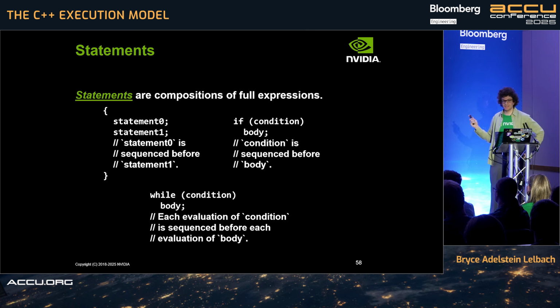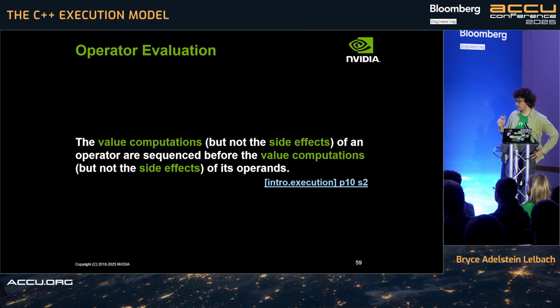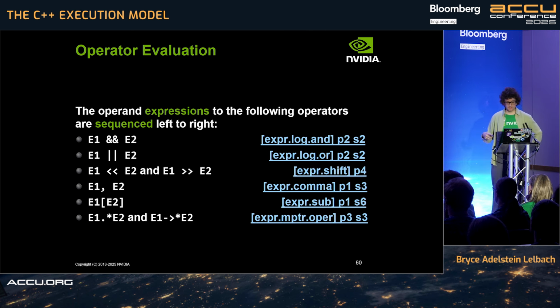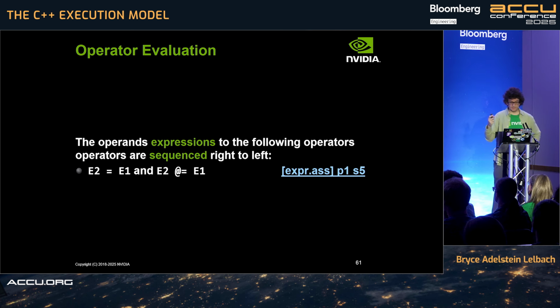So next, let's look at how operators are evaluated. The value computations, but not the side effects, of an operator are sequenced before the value computations, but not the side effects, of its operands. So the operand expressions to the following operators are sequenced left to right. And then for assignment, they are sequenced right to left, which makes sense. You want to figure out what you're assigning before you figure out what you're assigning it to.